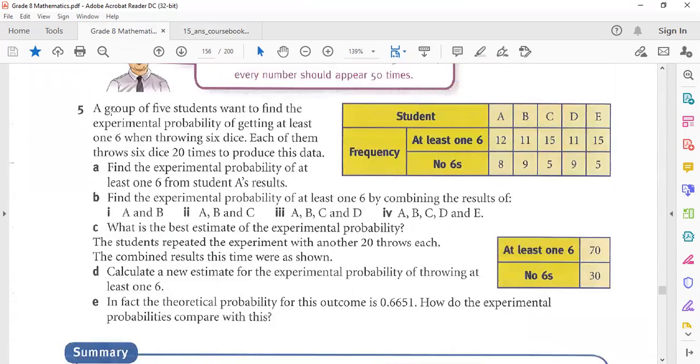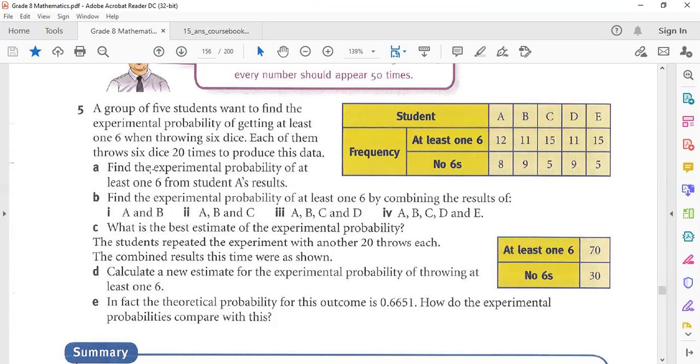Question number 5. A group of students want to find the experimental probability of getting at least one six when throwing a dice. Each of them throws a dice, okay, and two times, and they produce this data. Find the experimental probability of at least one six from student A's result. Find the experimental probability of at least one six by combining the results of A and B, like this.